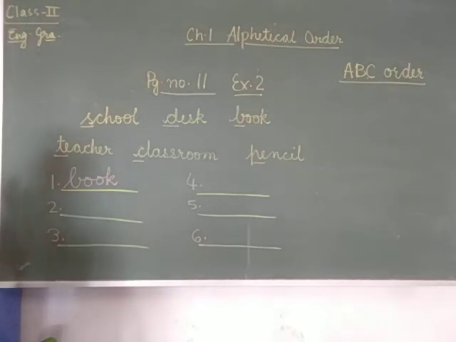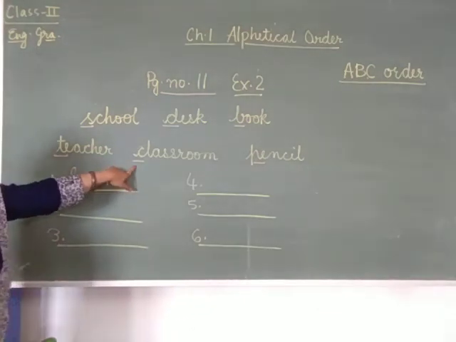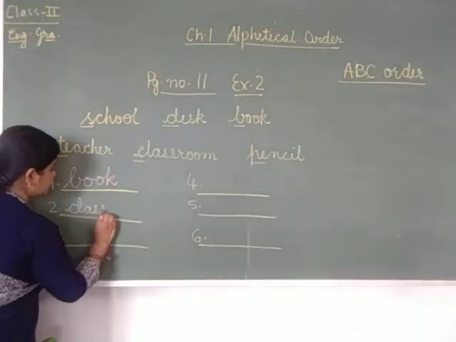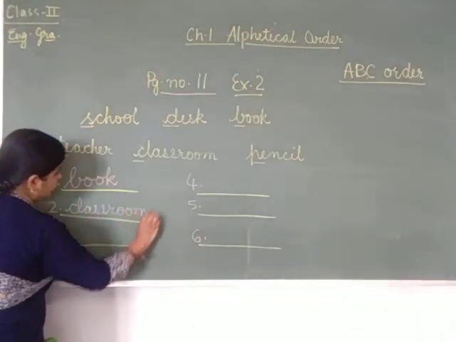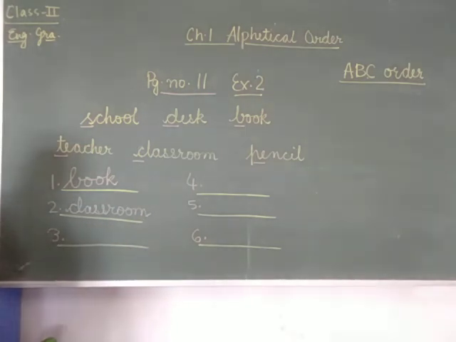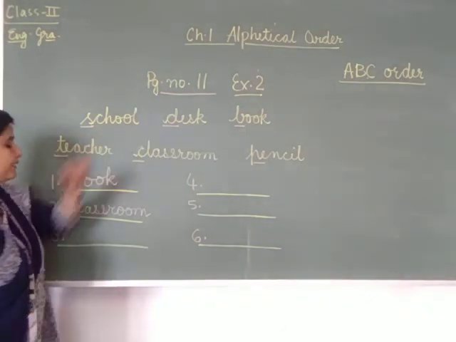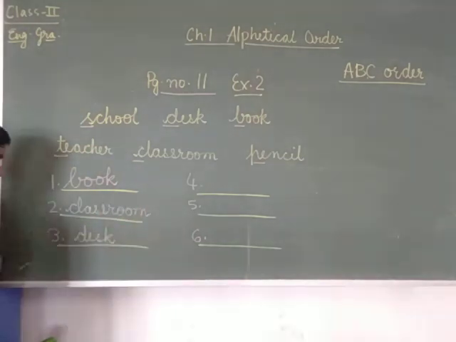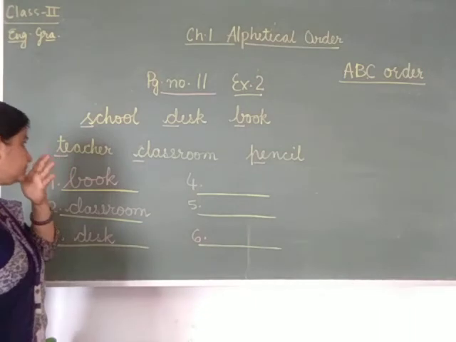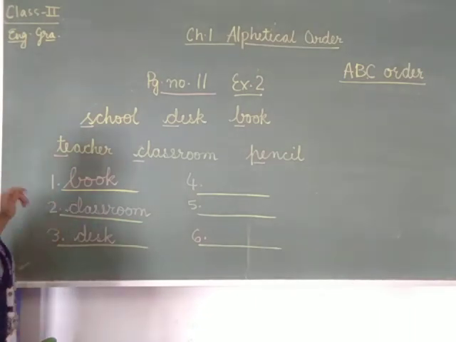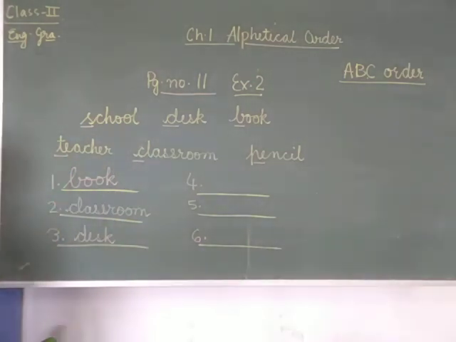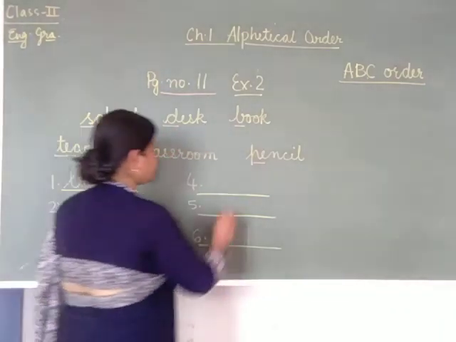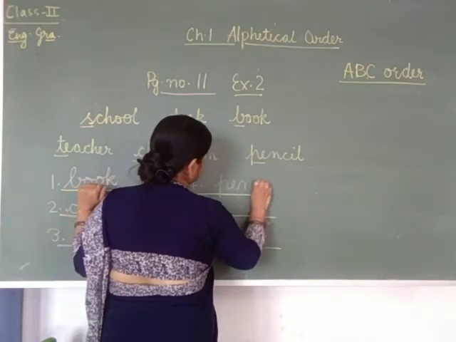I got my first word as B for book. Okay? A, B, C. I got my second word as classroom. C, L, A, S, S, R, O, O, M. Then A, B, C, D. I got my third word as D for desk. After that, A, B, C, D, E, F, G, H, I, J, K, L, M, N, O, P. I got my fourth word as P for pencil.